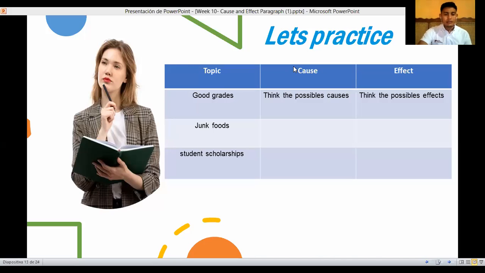Anyone? Turn on the microphone or let me know in the session comments. What do you think? Good grade. What is the possible cause to get a good grade? Someone? And think about the possible effects. What will be the possible effect for that topic, good grade? Nobody? I want you to participate, please.